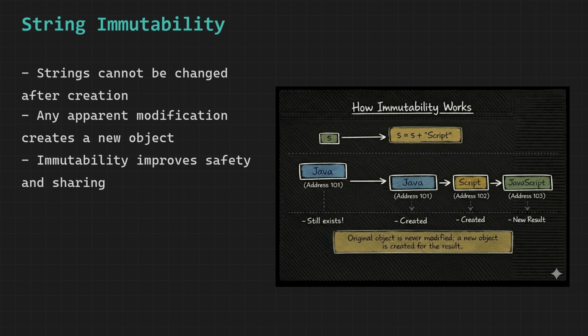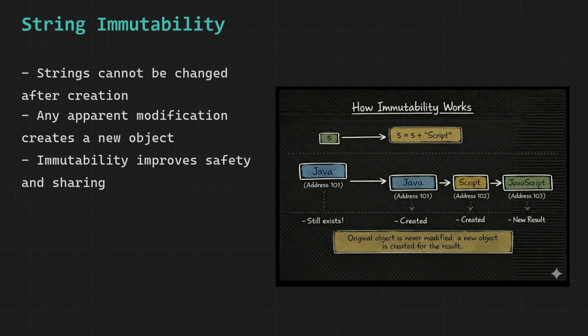When you have a string containing the word Java and you add the word script to it, Java does not open the original object and stuff the new letters inside. Instead, it creates a completely new third object in memory containing the full word JavaScript. The original Java object remains exactly as it was. Why does Java do this?